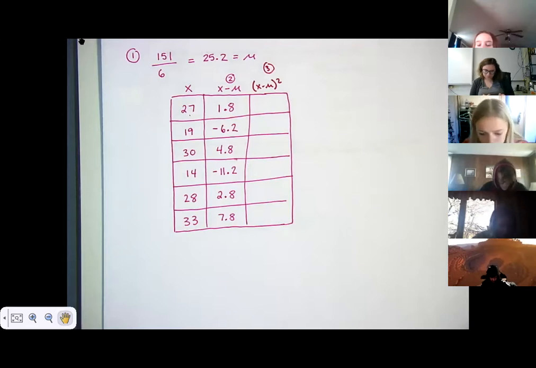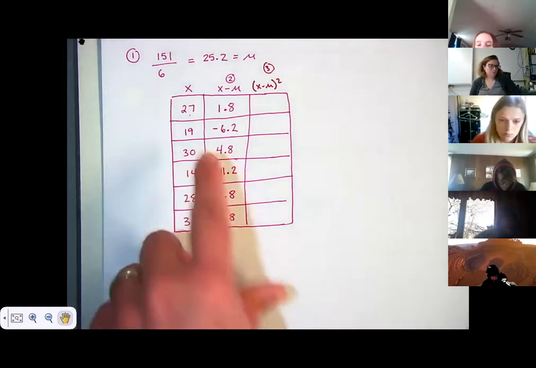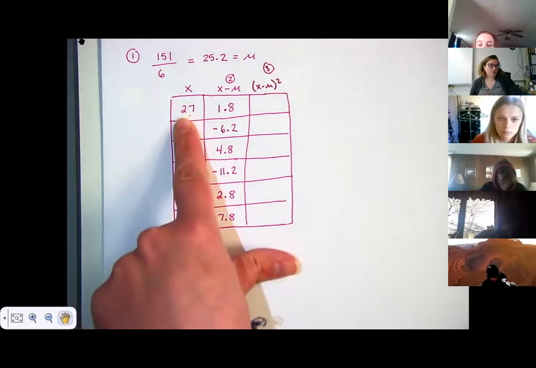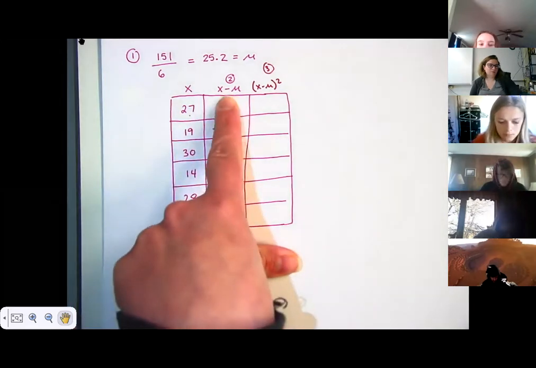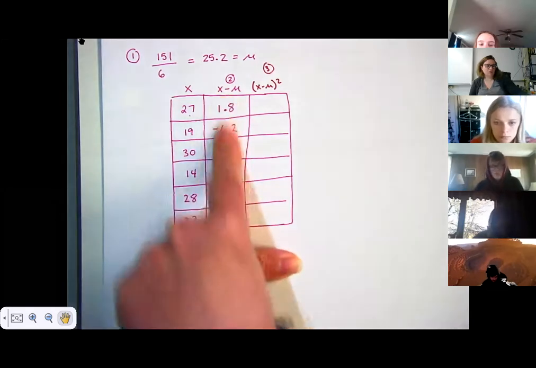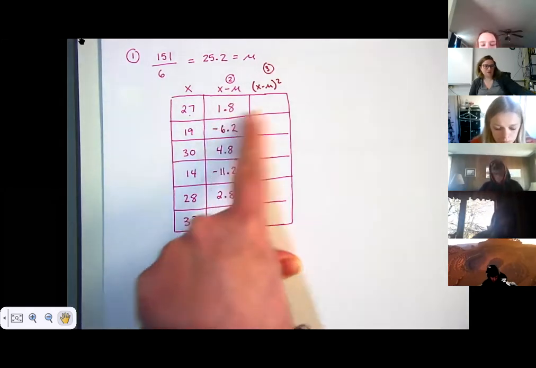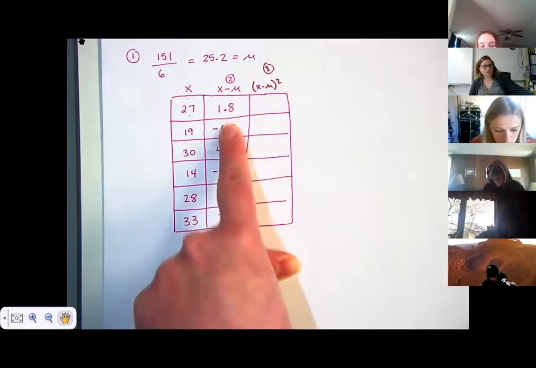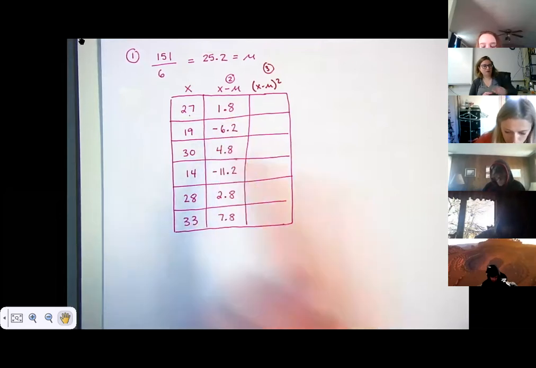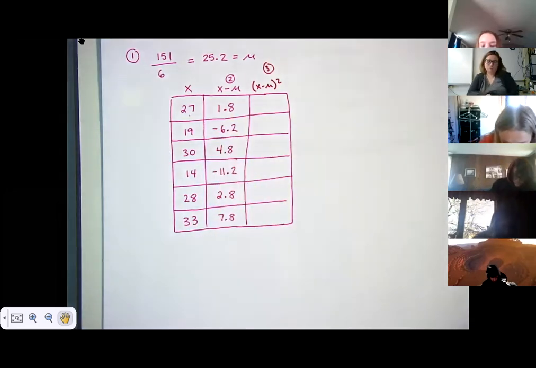Miss Nussbaum. Yeah? So we just take the first column minus the second column squared, right? Well, you don't even have to do the first. This x minus mu is a column already. So you just have to square these. So for the first one, you would square 1.8. Oh, yeah, okay. For the second one, you're going to square, yep, negative 6.2.